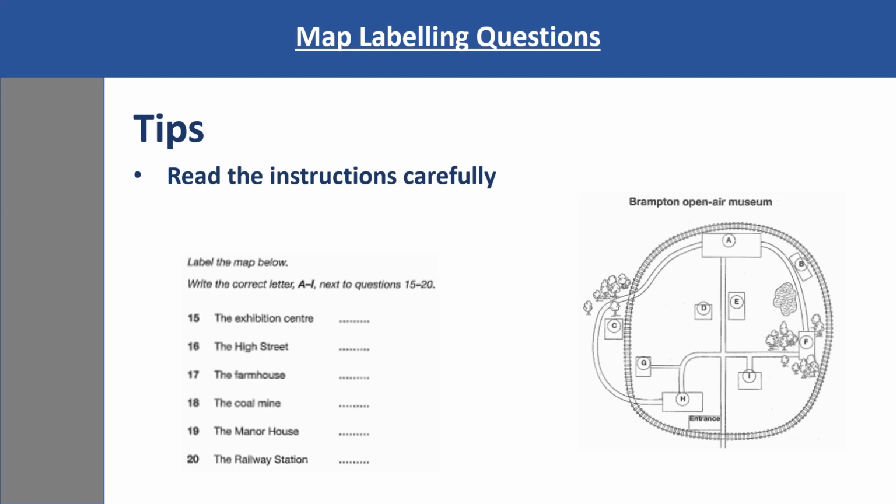On this map, we have to first find where the exhibition center is. That's our first question. And then we have to hear where High Street is. We'll write down these labels A, B, or C as our answers.